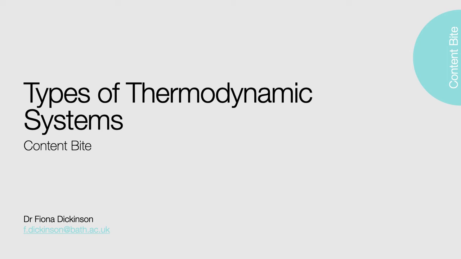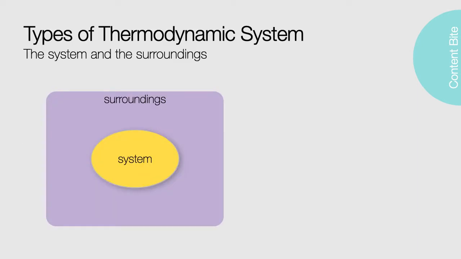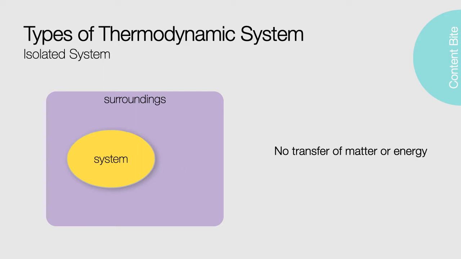Hi, and welcome to this content bite which details the different types of thermodynamic system. These need to be understood as the thermodynamic variables we need to consider depend upon the types of system we have. We have two things to consider when looking at thermodynamic systems, the system and the surroundings. Together they are called the universe. An example of a system is your reaction on the bench or the contents of a calorimeter. The surroundings is everything else around it.